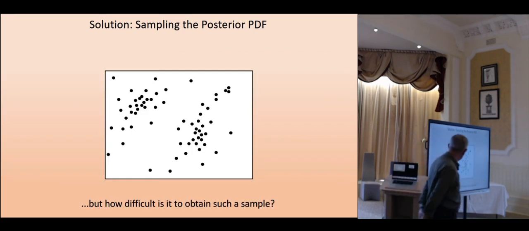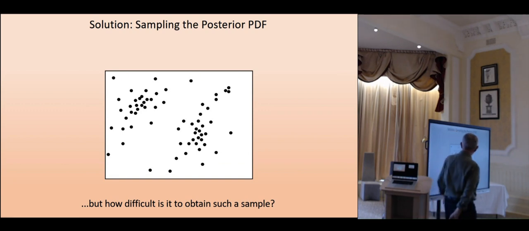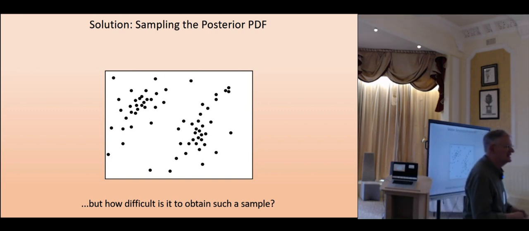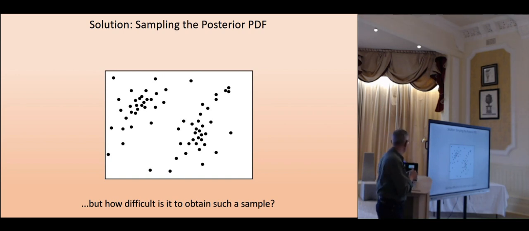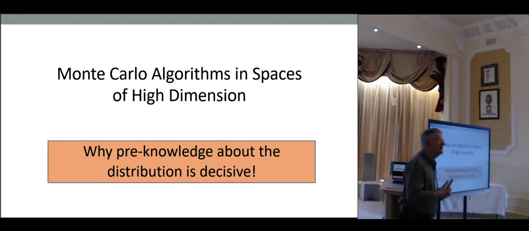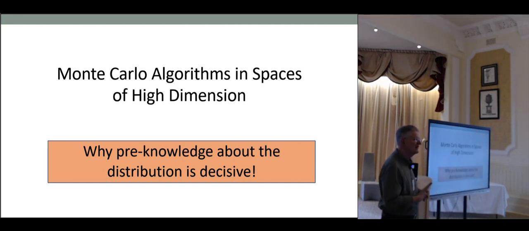The topic is how difficult is it to obtain this sample? And this is a long story, of course, but I'm not going to talk 24 hours about it. I'm just going to try and convince you about a few facts. And the most important thing I want to convince you about is that completely crucial is what you already know about the distribution you are sampling. So when you try to sample a distribution in a model space, any pre-knowledge about this distribution is crucial. And I will show you a horrible and extreme example of this, so you never forget it, hopefully.